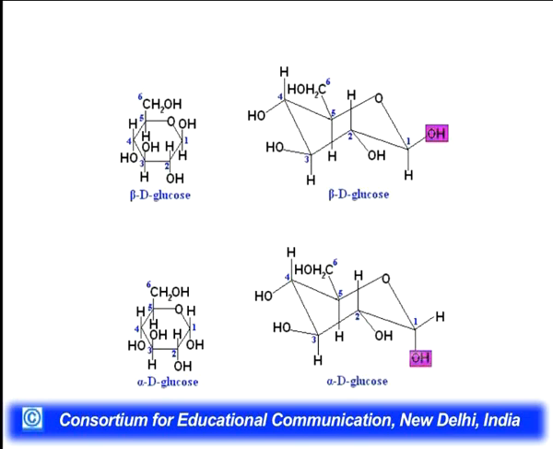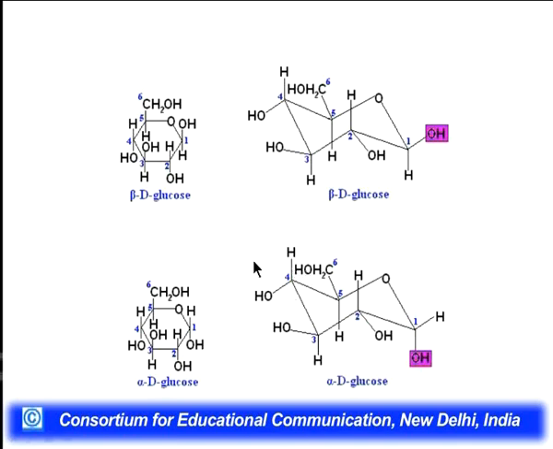Now the question arises, how do we differentiate the anomeric carbon from the rest of the carbons? The anomeric carbon is the only carbon which is attached to two oxygens. That is, this carbon is attached to the ring oxygen here, and it is attached to the oxygen of the hydroxyl group. Similarly, in alpha also, this anomeric carbon is attached to the ring oxygen and then the oxygen of the hydroxyl group.